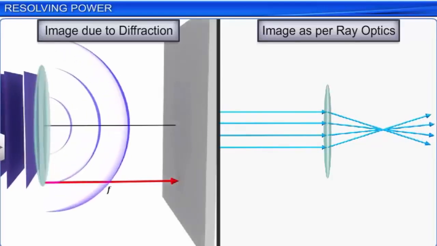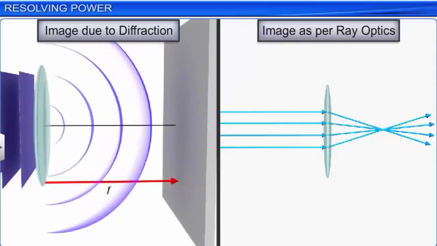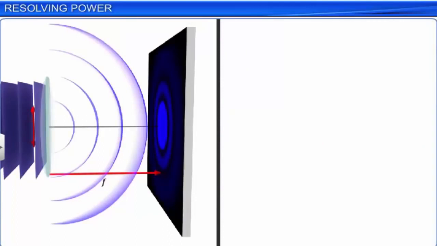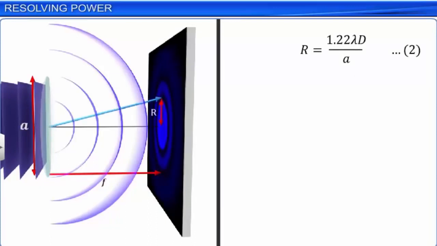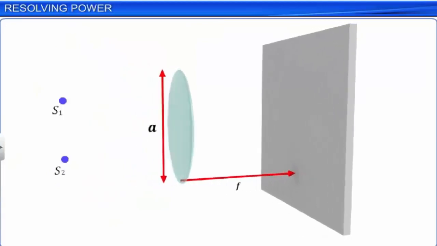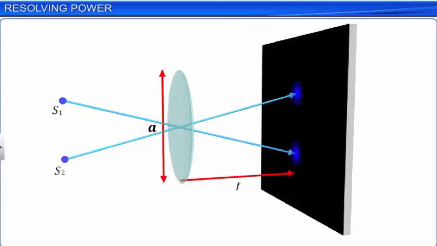But if diffraction effects are taken into consideration, the image is in the form of a circular disk instead of a point. If the diameter of the lens is a, then, using equation 2, the radius of the first dark ring, r, is equal to 1.22 lambda f by a, where f is the focal length of the converging lens. Let this be equation 3. As we know that a lens forms a disk image of a point source, it limits the resolving of two neighboring points imaged by a lens.